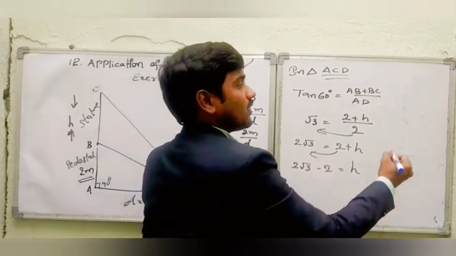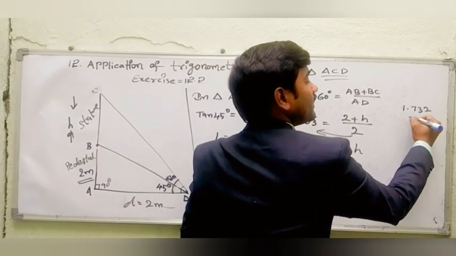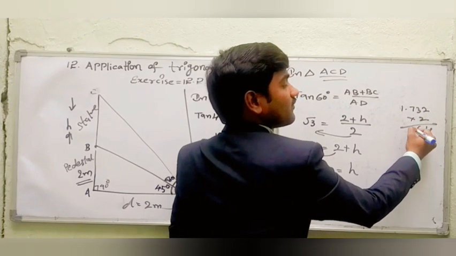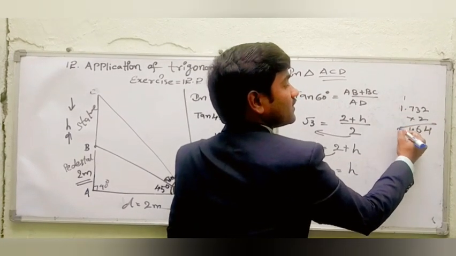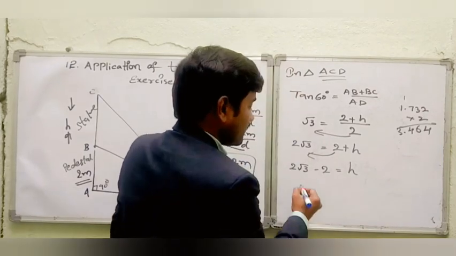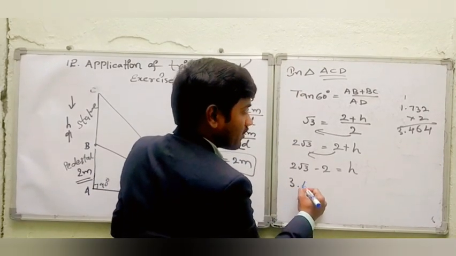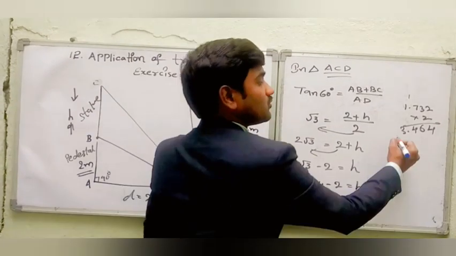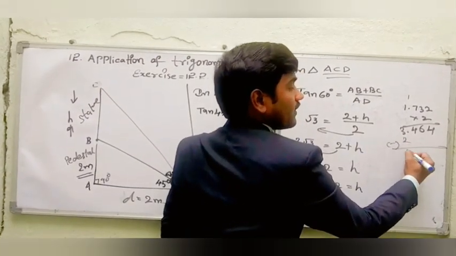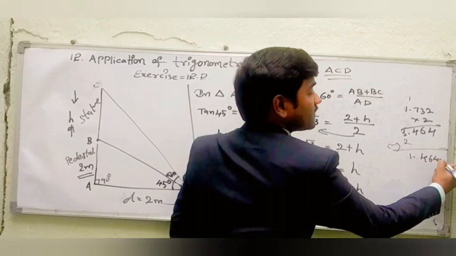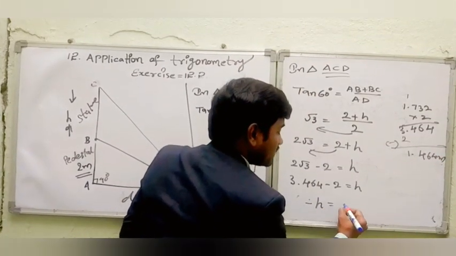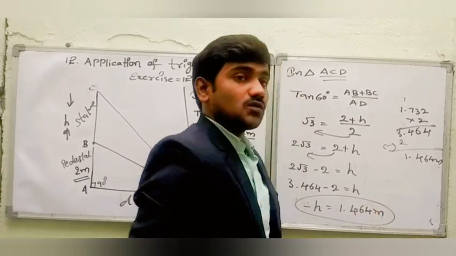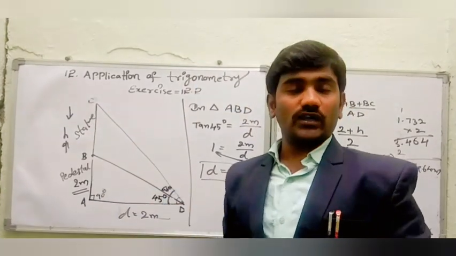2 root 3 value is what? 1.732 into 2. 2 fours are 4... that gives 3.464. So 3.464 minus 2 equals H. From this you subtract 2, that we get 1.464 meters. Hence, therefore H equals 1.464 meters. This is the height of the statue actually.